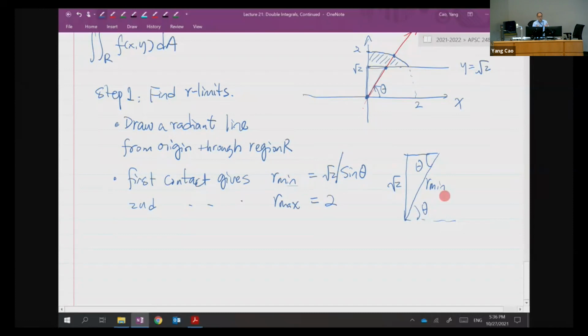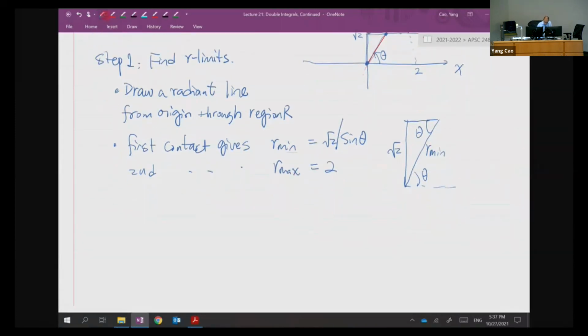So when you see a tricky region that doesn't give you a constant right away when you draw the reading line, how would you find the expression for R mean? You're going to have to look at the given geometry, the given region, and try to find some geometry that can make use of mostly trigonometry to give you an expression for R mean here. Very good. So this is your R mean and this is your R max. Now we're done with step 1, to find the R limits.